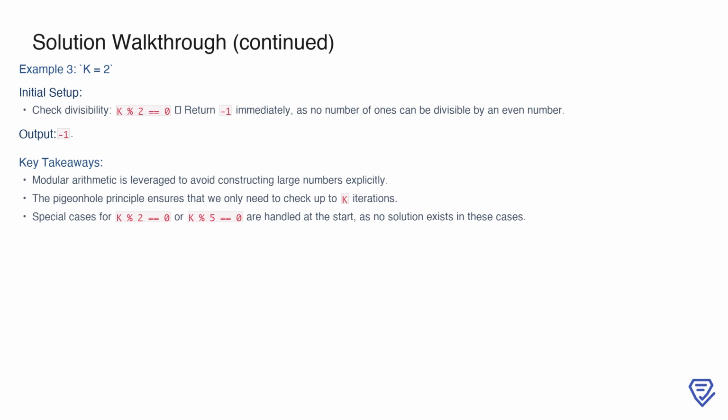To summarize, the solution leverages modular arithmetic to efficiently track remainders, avoiding the need to construct large numbers. The pigeonhole principle guarantees that we only need to check up to k iterations, and special cases for divisors like 2 or 5 are handled upfront to optimize the process.